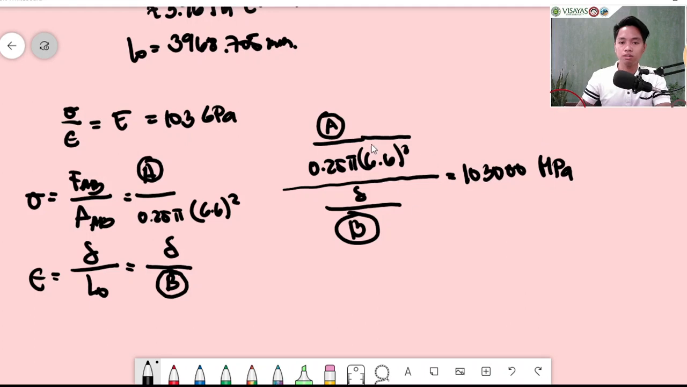Okay, so you can use shift solve if you want. Manipulate the equation and you can solve the deformation in millimeters. So, that would be A over 0.25 pi times 6.6 squared, then divided by X over B, and that would be equal to 103,000 megapascal. So shift solve.